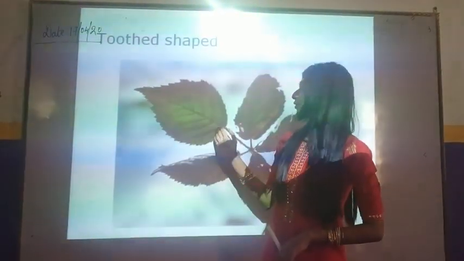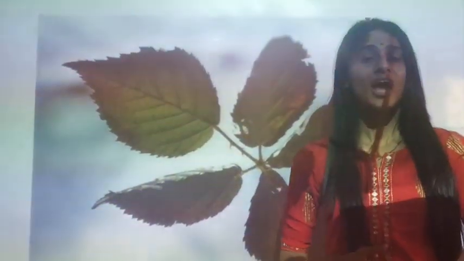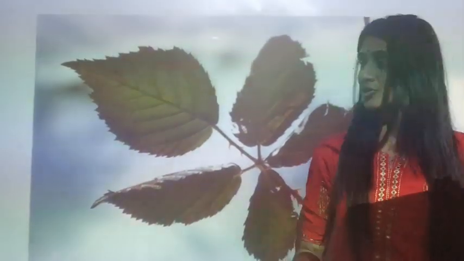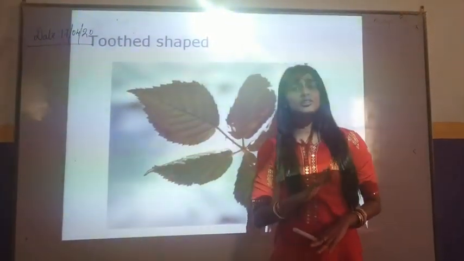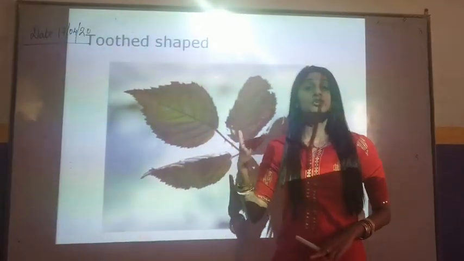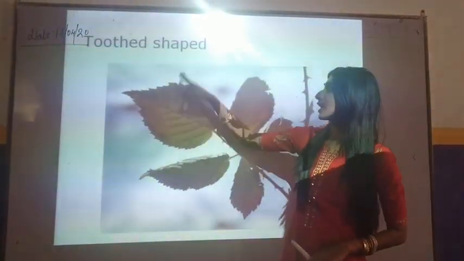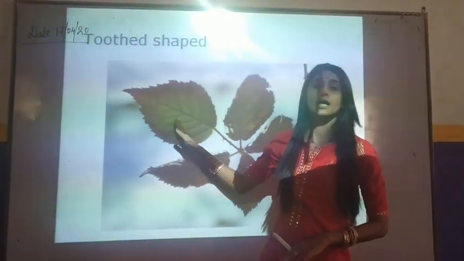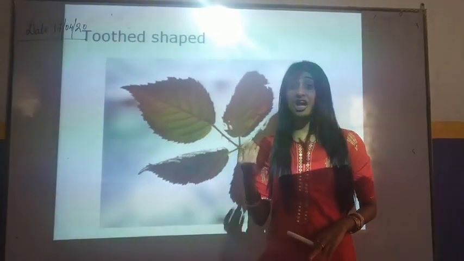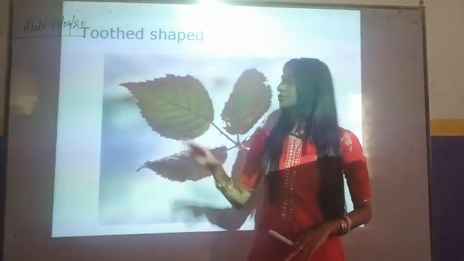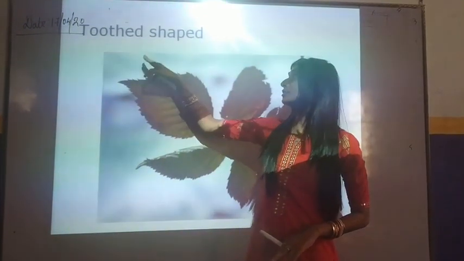Now look at these leaves. I am sure you can guess this. Almost all of you have a rose plant at your home. So if you observe the leaves of these plants, you can see the edges are not smooth. It's rough and toothed. So that is why these leaves are known as tooth-shaped leaves, because they are sharp like teeth.